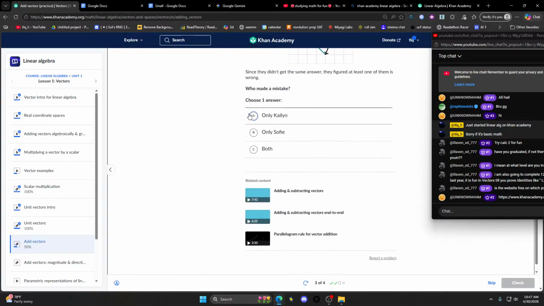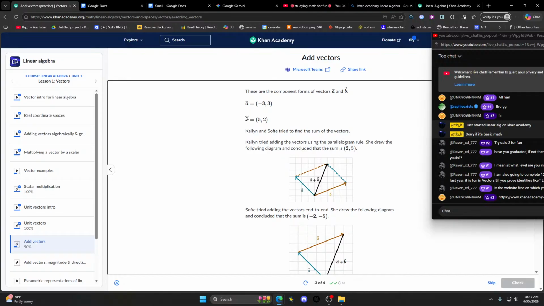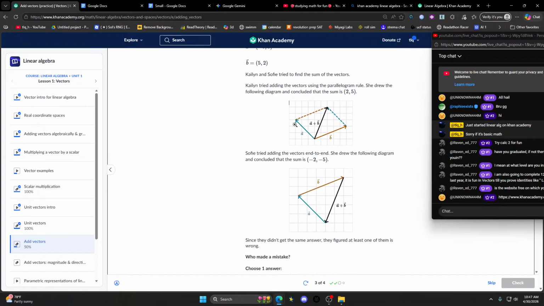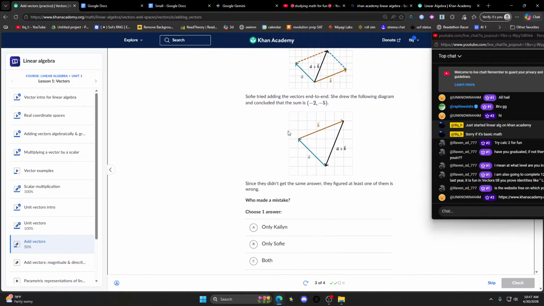Okay. So, what are they doing? Okay, the sum of vectors. So you just add them. So, 2 by 5. It's 2 by 5. So, Kaylin is the only one who is correct. Yeah, I think we did that.